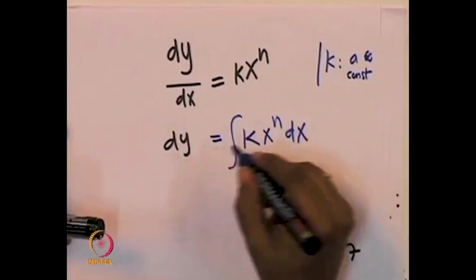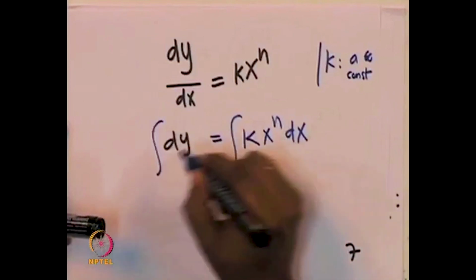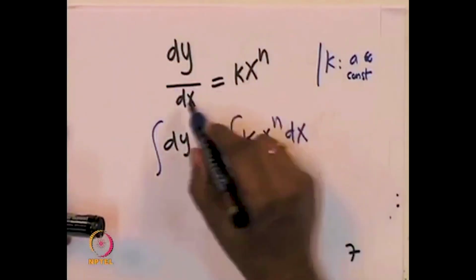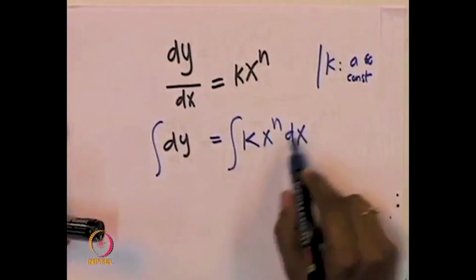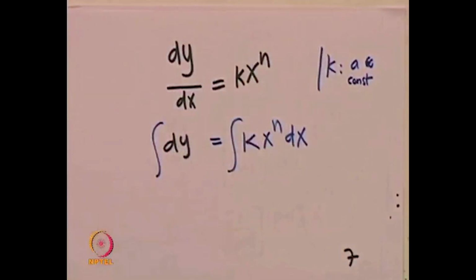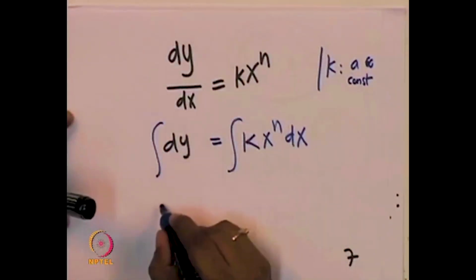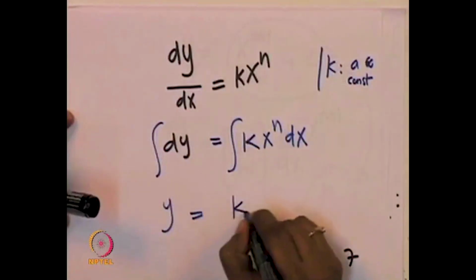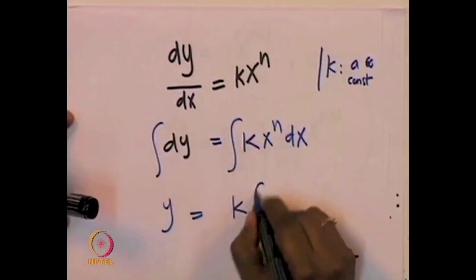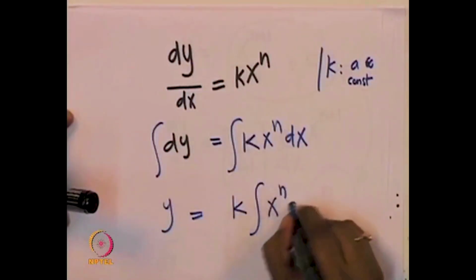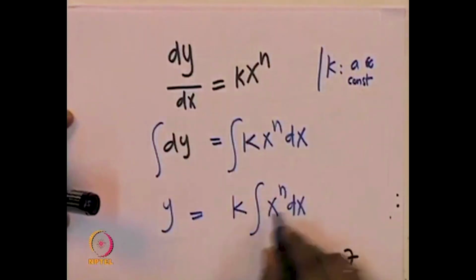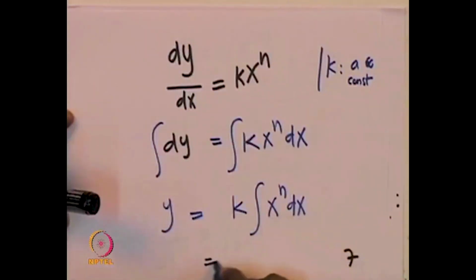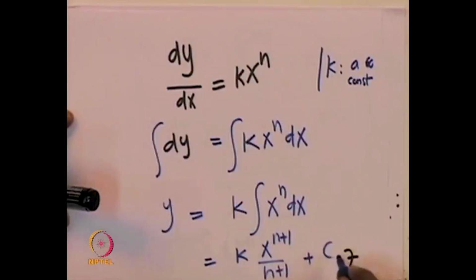Sorry, there is no integral here. So, dy is k x power n dx, and I can integrate on both sides. This will give you y. So, integral dy is y, and k is a constant, so you can take it out: k integral x power n dx. We know the answer of x power n dx, which is x power n plus 1 by n plus 1 plus a constant c.